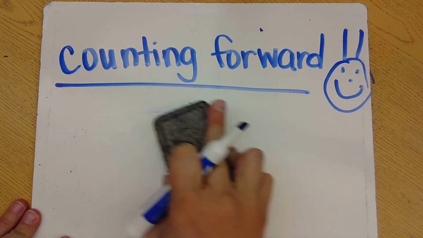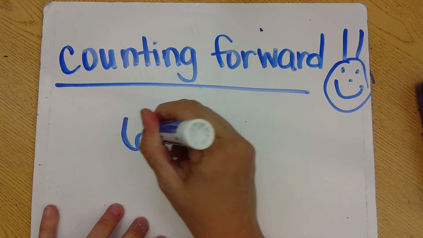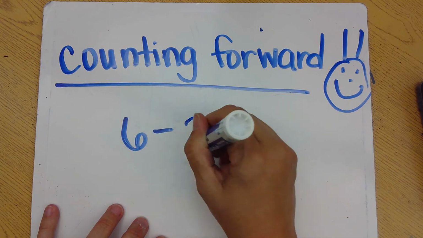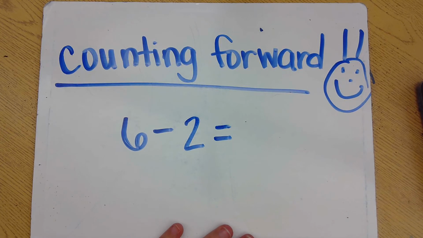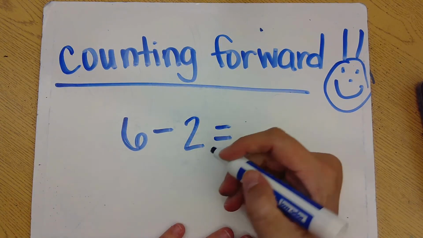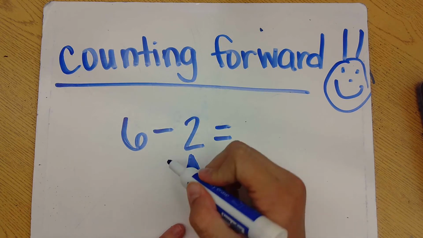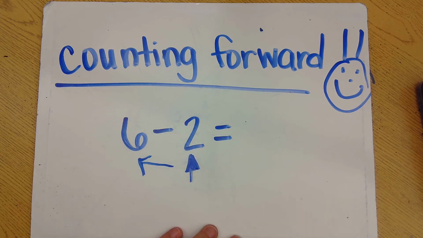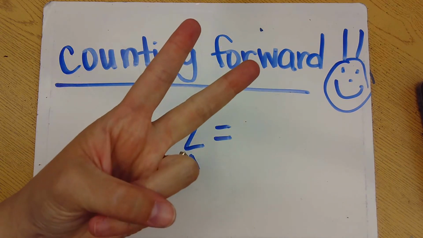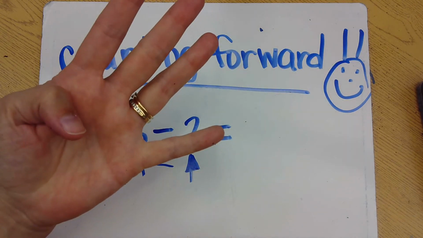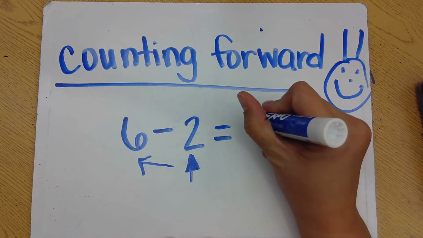Let me show you another one. Let's say I have 6 minus 2, and I want to use the counting up strategy. I'm going to start counting at 2. I'm going to say the number 2 with my voice. I'm going to count up until I get to 6. Ready? Here we go. Say the number 2 and stop counting when you get to 6. 2, 3, 4, 5, 6. My answer is 4.